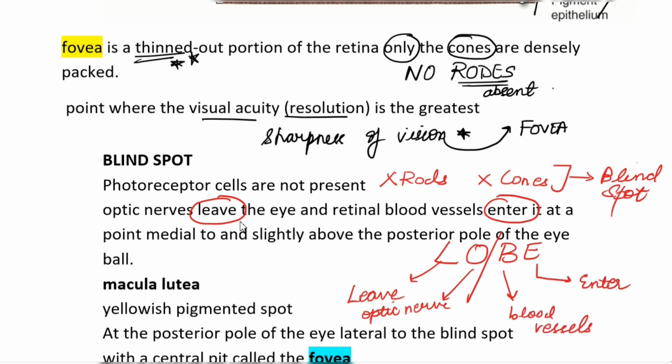Lateral to the blind spot, what is present is the macula lutea. Macula lutea means... so always, what have I told you? Break the word. Macula lutea.